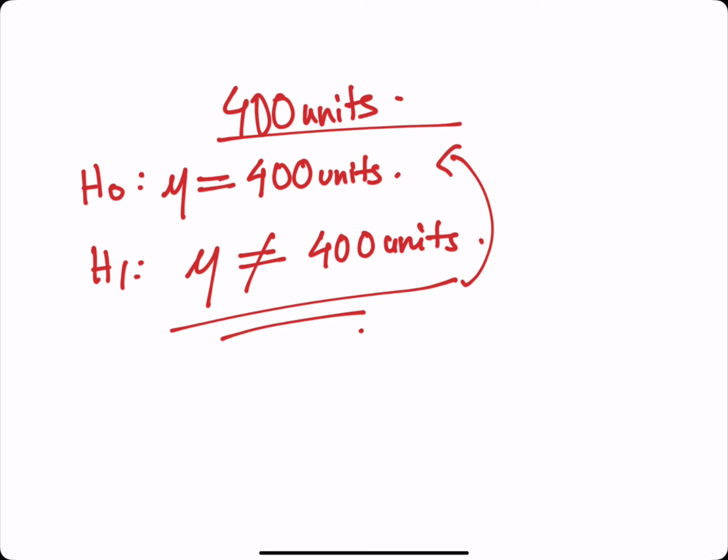In hypothesis testing, we test whether there is sufficient evidence to reject the null hypothesis in favor of the alternate hypothesis. If there is enough data to suggest that the demand has significantly shifted from 400 units, we reject the null hypothesis. Otherwise, we fail to reject the null hypothesis, implying that there is no strong evidence for a change in the demand.